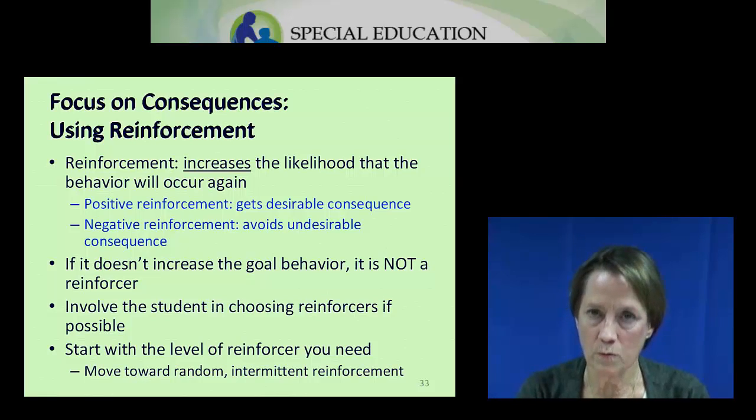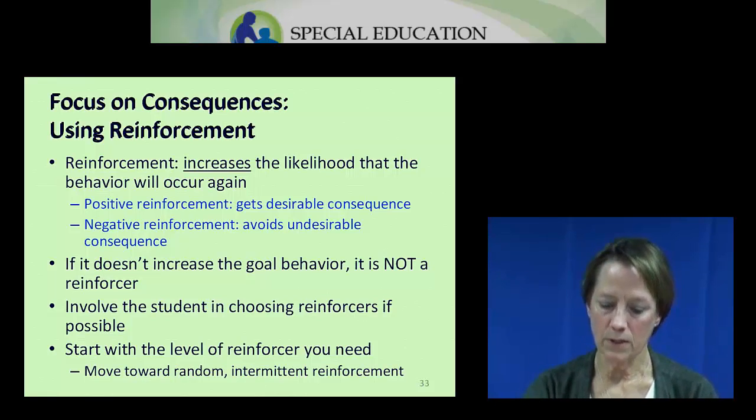Negative reinforcement, though, is when the student wants to avoid an undesirable consequence. An example of this might be if the teacher is going to put a frowny face on the worksheet if it's not done, that might increase the likelihood that the student finishes the worksheet. So both of these are intended to increase the likelihood that the student will actually do the work that the teacher wants. Now, it's important to remember, if our consequence intervention doesn't increase the goal behavior, then it's not a reinforcer. It doesn't matter what we intend a reward to do. If it doesn't actually increase the behavior we're trying to increase, it really isn't a reinforcer.